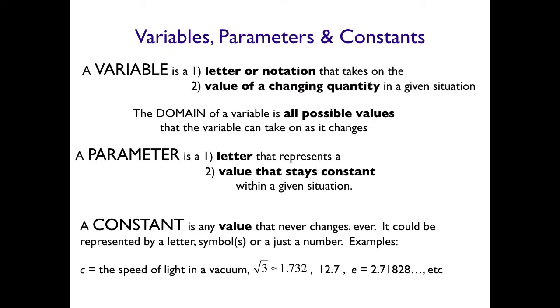Is dx something that takes on, it's a letter notation taking on a value of a changing quantity? Is it a letter that stays constant within a situation? Or is it a value that's like universally known? What about delta x? Delta x, is that something that was changing? Was it something that was constant within a situation but could change later? Or was that something that's universally known?